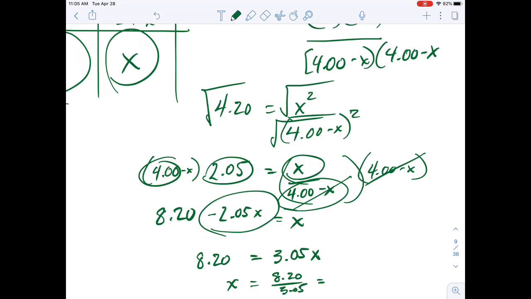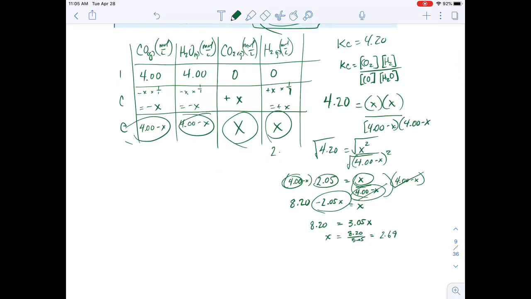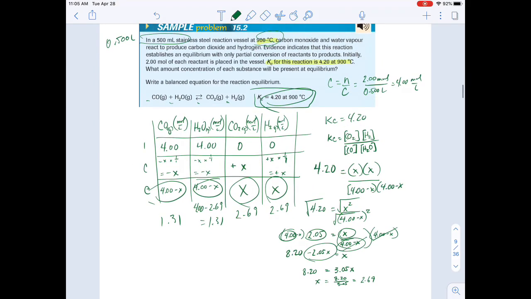I get 2.6885245, and I'm going to go with 2.69 as my value for X. So the carbon dioxide is 2.69, the hydrogen is 2.69, and the carbon monoxide and water are each 4.00 minus 2.69, which equals 1.31. And that's how we can calculate the equilibrium concentration for all of the chemicals.